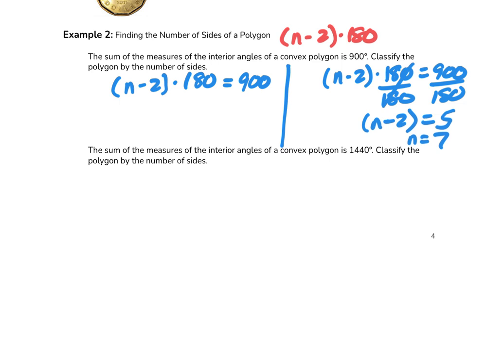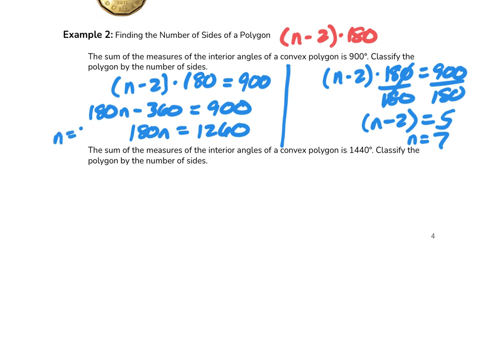But a lot of times when we see a parenthesis right here, we think that we have to distribute that 180. And it's not wrong, okay? I could go 180 times n minus 180 times 2. Distribute the 180. And then we could add 360 to both sides. And then we would take 1260 divided by 180. And it still gives us n equals 7.